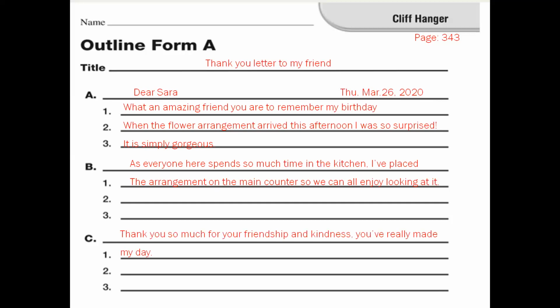Now the last thing we will write. Thank you so much for your friendship and kindness. You've really made my day. The last thing, love and hugs. I can mention this because she's a dear friend, so I can write love and hugs and add the last line, your friend, for example, Noor. So this is how we write a thank you letter.